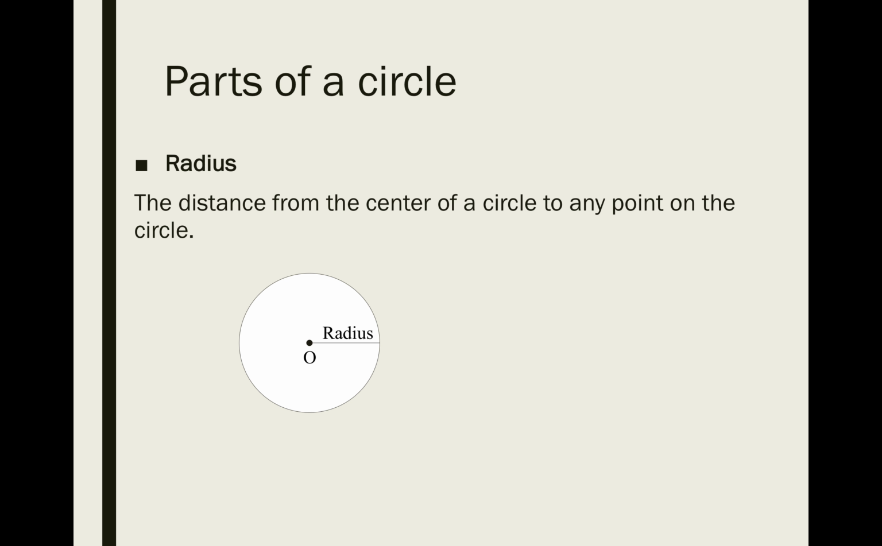Alright, so let's talk about parts of the circle. We have the radius. The radius is the distance from the center of a circle to any point on the circle. So we have the center here. We know it's a center because, well, it looks like it's a center. My O, which is the name of the circle, is there too. Whenever you name your circle, your letter should be right next to this middle dot. And then the distance between this center to the edge of your circle is called a radius.